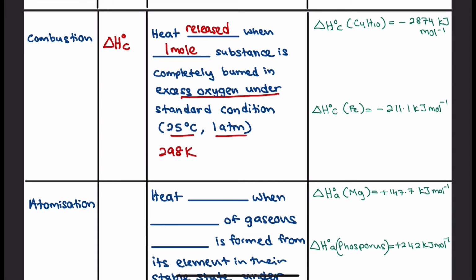Now let's construct a thermochemical equation for combustion. So here you are given the standard enthalpy of combustion of C4H10 to be negative 2874 kilojoule per mole.